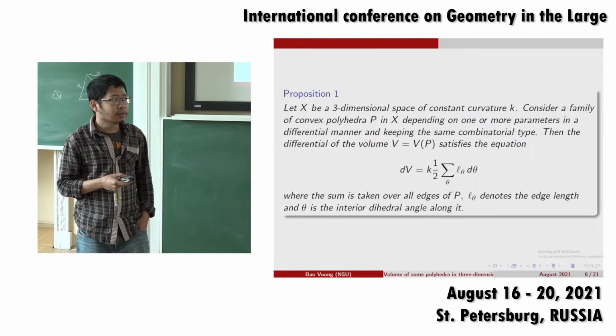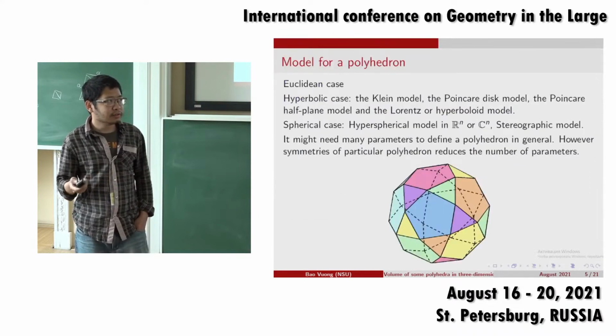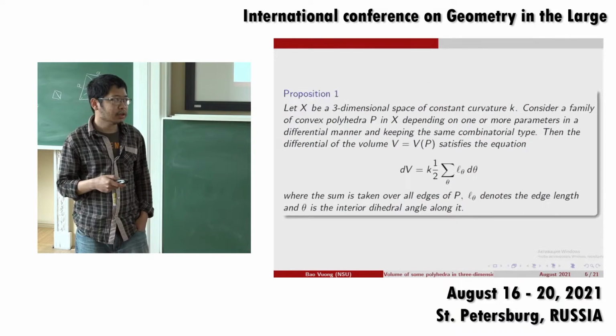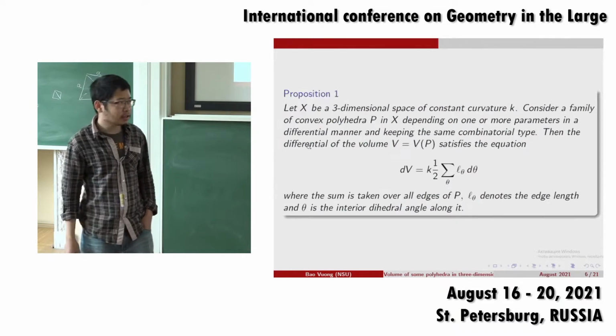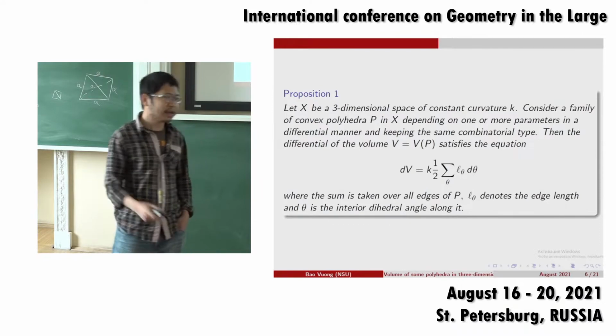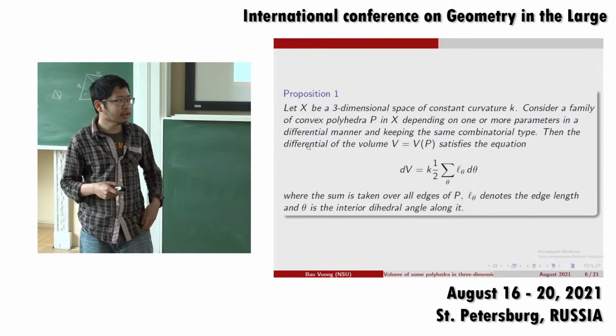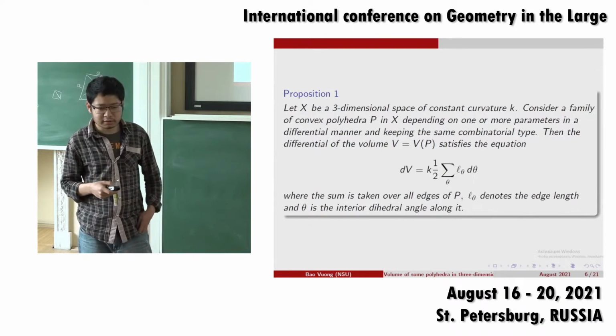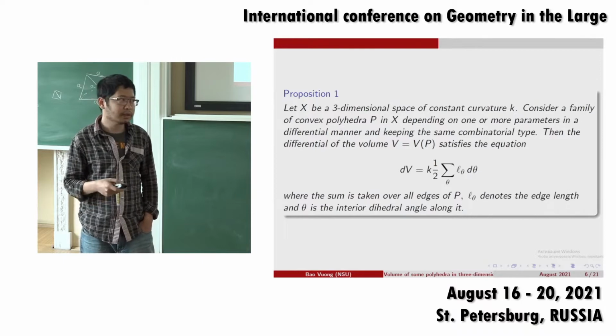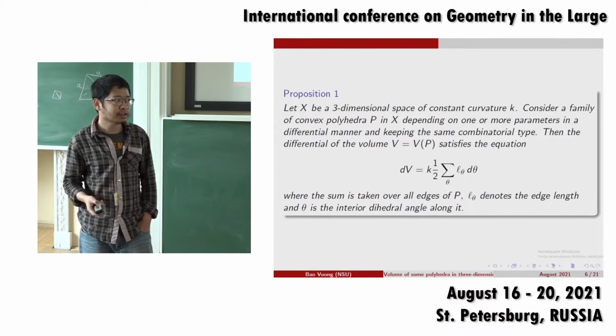Then, when we have a model for a polyhedron, we can use the tool by Schläfli. It was mentioned in the first and second talks previously. It gives the differential of the volume of a polyhedron in terms of its parameters, like edge lengths and dihedral angles. This is for three-dimensional cases, and there is a formula for higher dimensions as well.